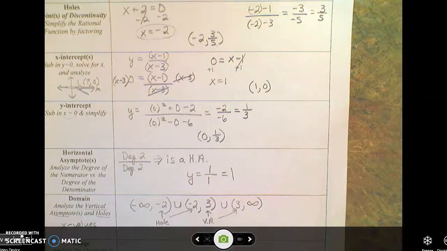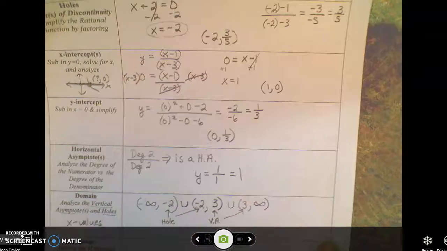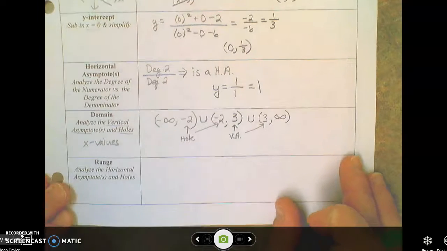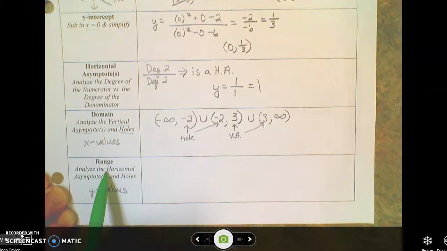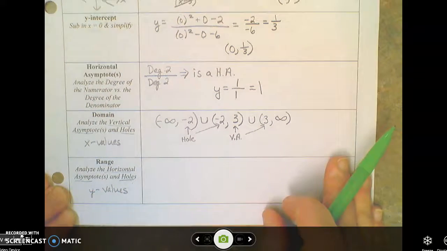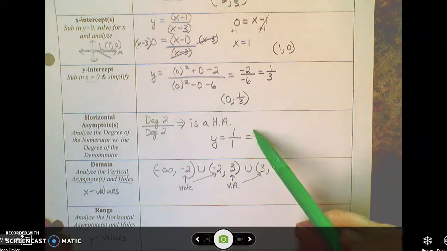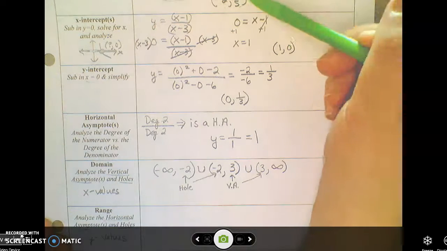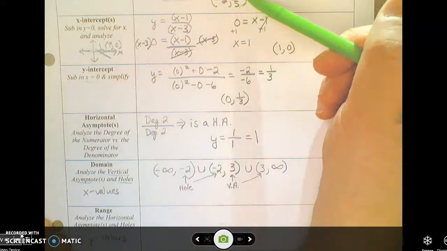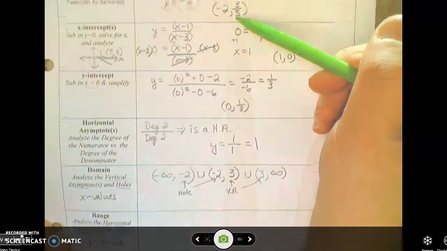Okay, let's do the range for this function. And the range affects the y values. So that's affected by our horizontal asymptotes and the holes as well, because the hole is a coordinate and has a y value. So let's look back up here. Our horizontal asymptote happens at y equals 1, and our hole happens at a y value of 3/5, which is way up here.